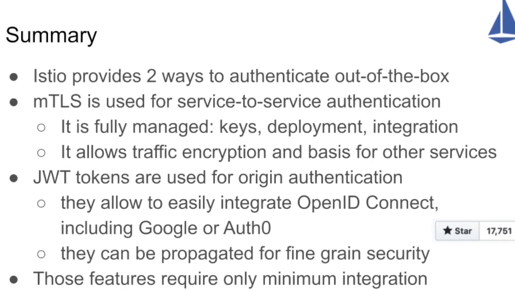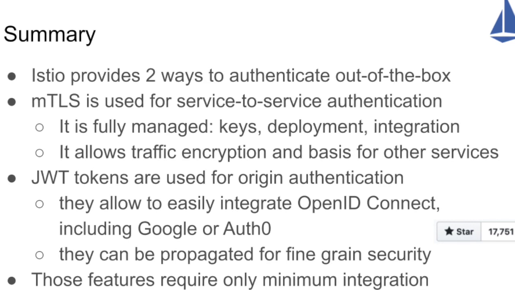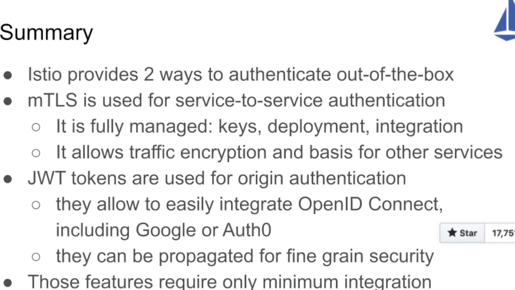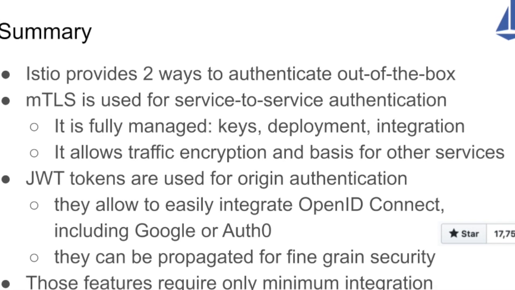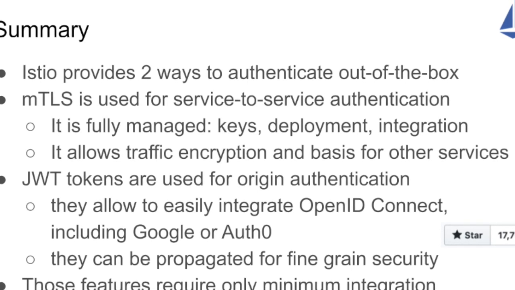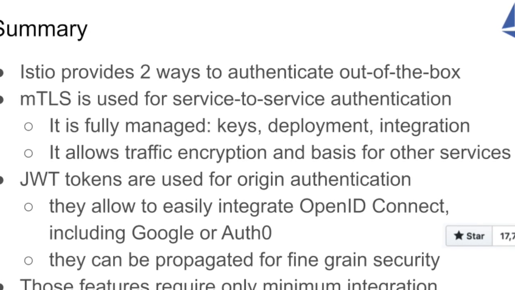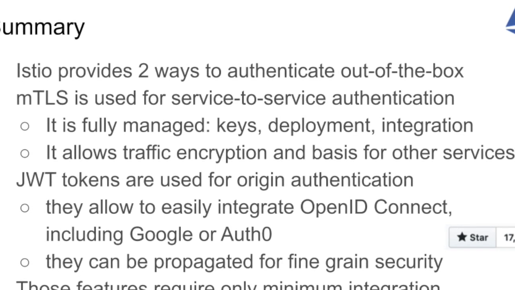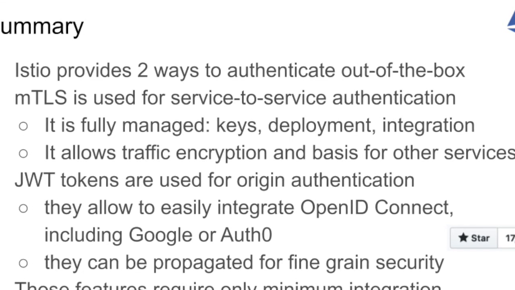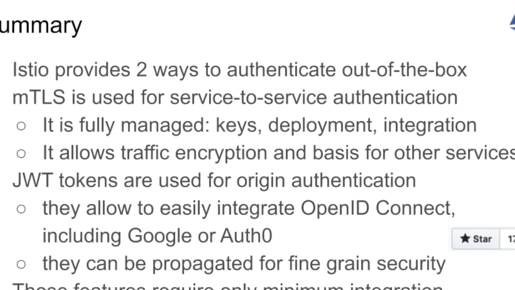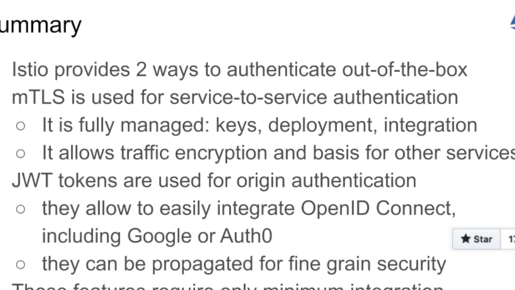On the other hand, JWT tokens are used for origin authentication. It allows you to easily integrate JWT token services like OpenID Connect, including the ones from Google, Auth0 and many others. It can be used to propagate the user identity through the microservice stack so that a backend service knows who the user is and can provide fine-grained security. Those features only require minimum integration of the application, and that's why Service Mesh is so popular and powerful.